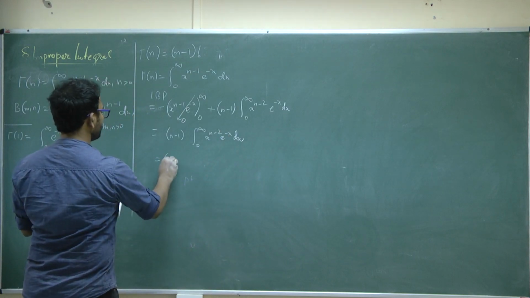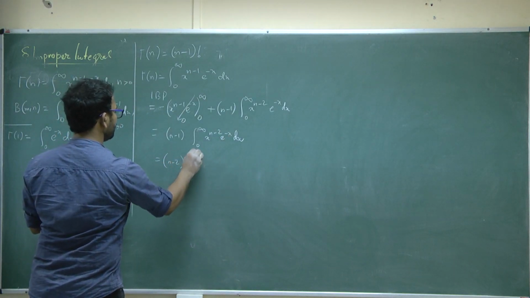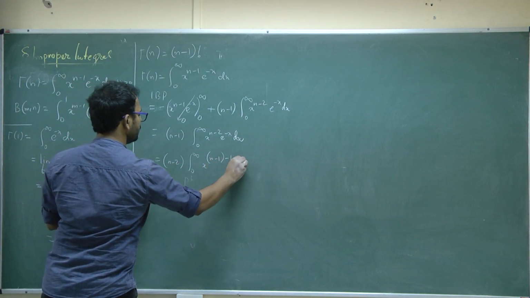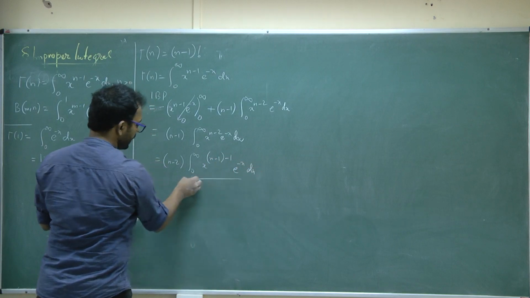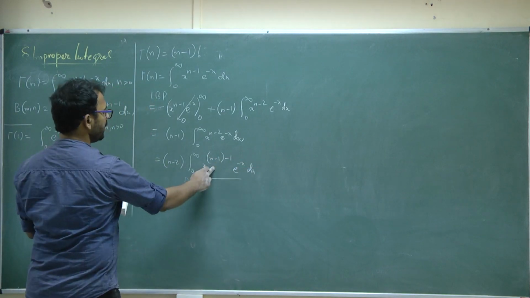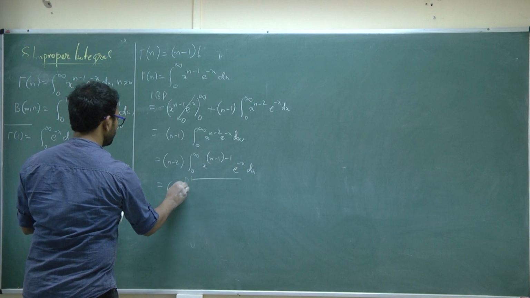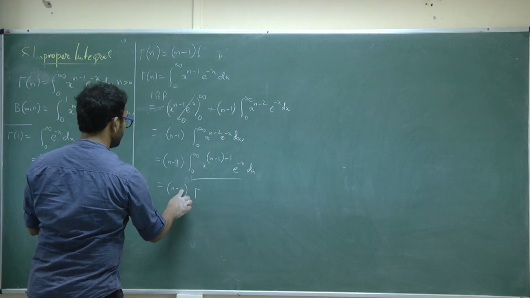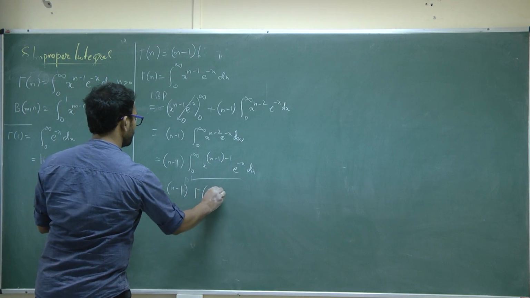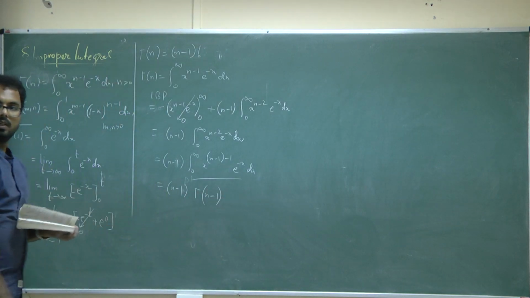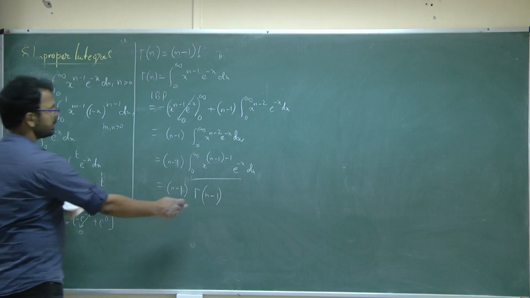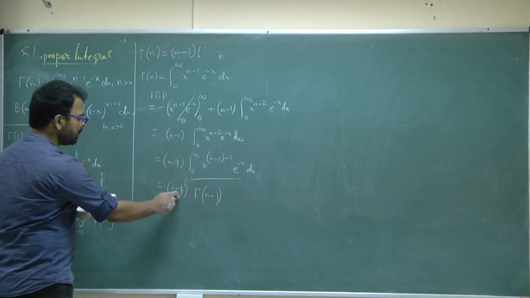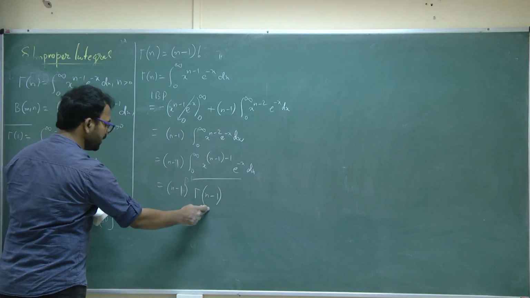This can be further written as the integral from 0 to infinity of x to the power n minus 1, e to the power minus x dx. Now by the definition of the gamma function, this is gamma n minus 1, right. So we can write n minus 1 times gamma n minus 1. Again we can do the same integration by parts for gamma n minus 1, and we end up with n minus 1 times n minus 2 times gamma n minus 2.